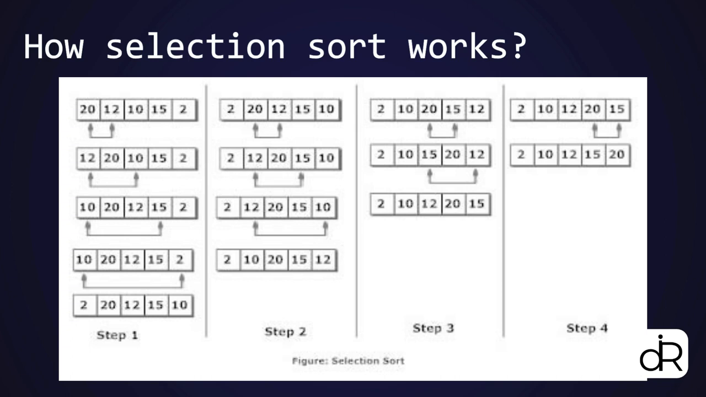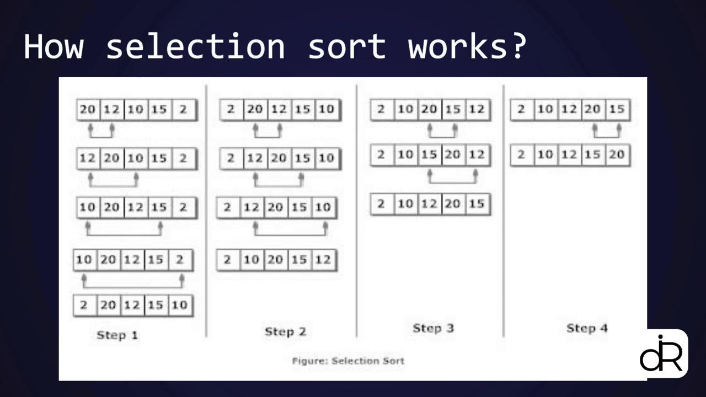This figure on the screen shows the selection sort. So as you see in the first table here, imagine this is an array of elements. So we have 20, 12, 10, 15, then 2. We're going to compare the first element with the next element. So 20 with the 12. Here we're going to find that 12 is smaller than the 20. So we're going to select them both and swap them. Then we're going to get 12, 20, 10, 15, 2.